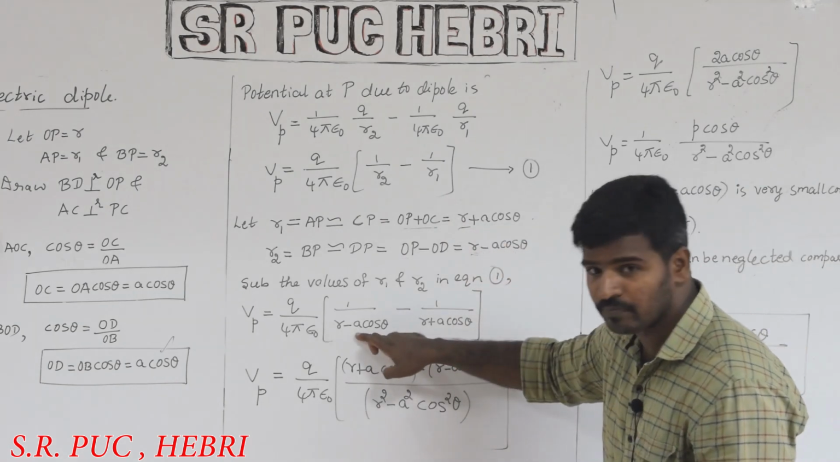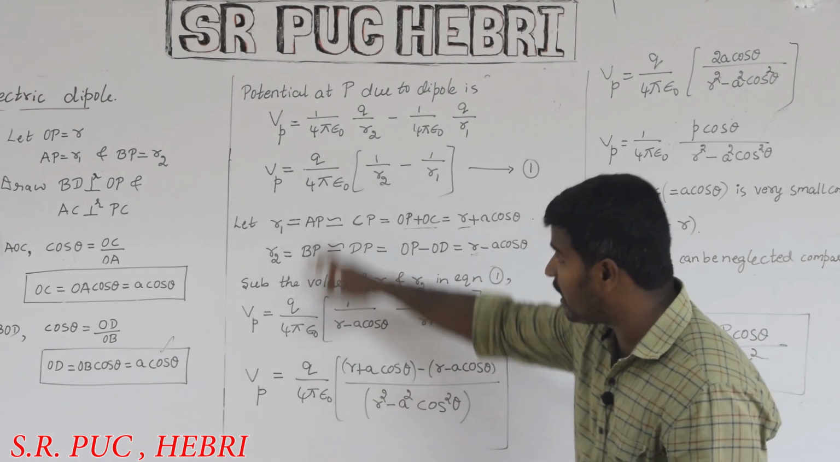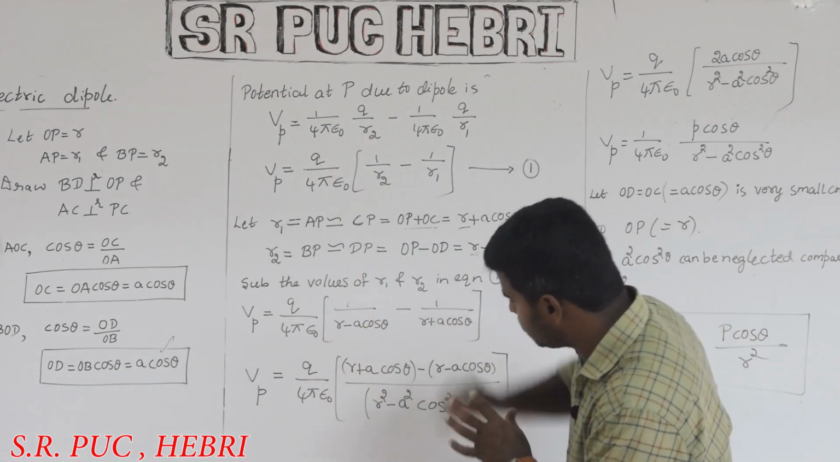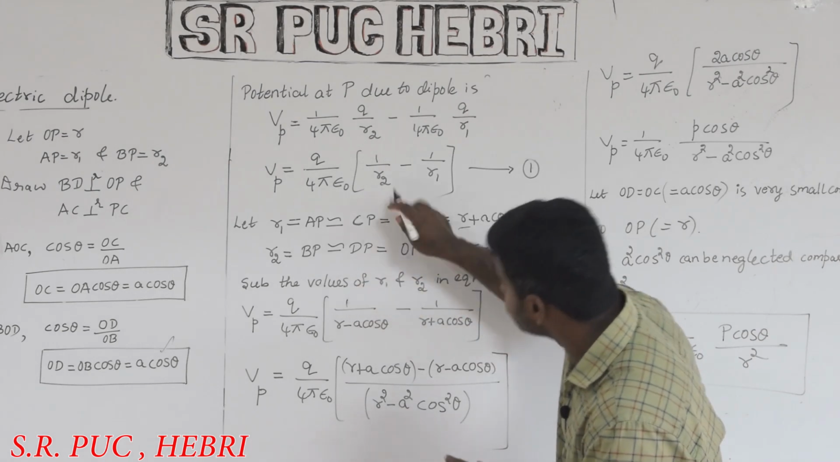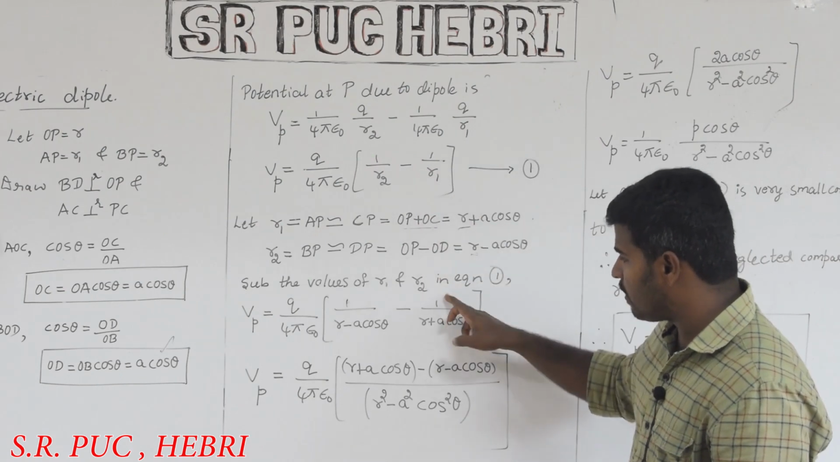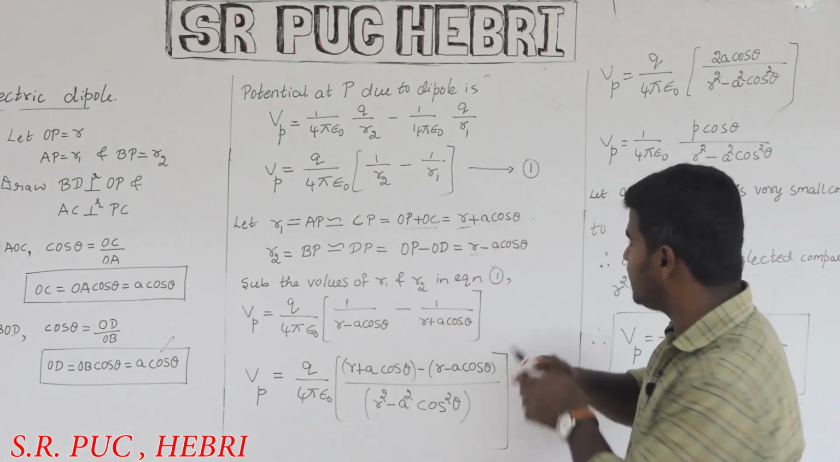Here I have written Q divided by 4 pi epsilon naught is common, 1 by R minus A cos theta, minus 1 by R1. The 1 by R1 value will be R plus A cos theta.